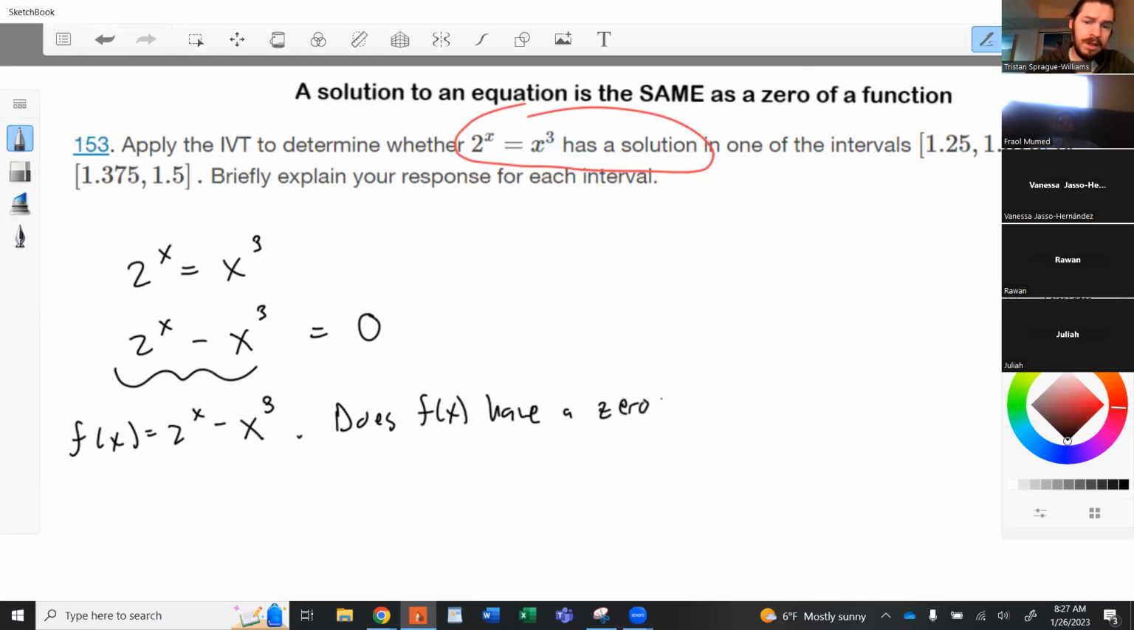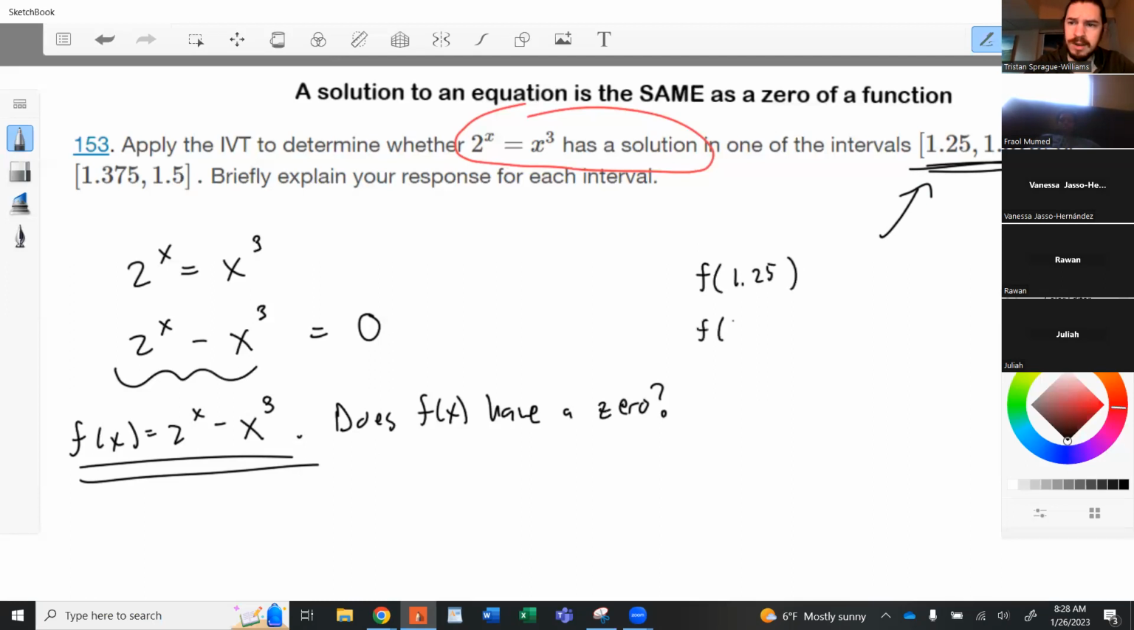If so, the x value that makes it 0 is also a solution to the original equation, and vice versa. So solutions to equations are the same as zeros of functions, right? You have to make sure you're looking at the right function. So when I defined f of x and g of x at the beginning, that was the wrong approach. What I want to do is just combine them together and define one function. And then we want to see on each of these intervals, in order to check if it could have a 0 on that interval, what we can do is evaluate f at those numbers on the endpoints.